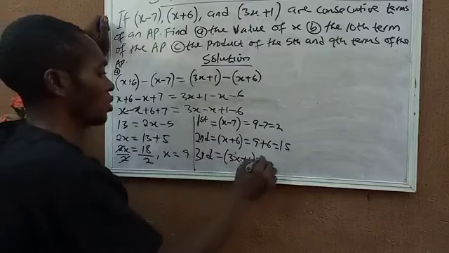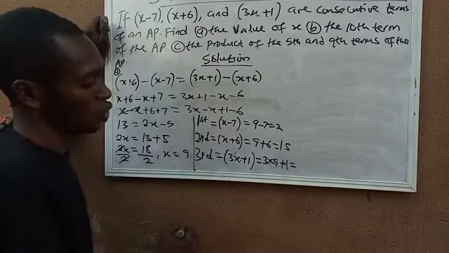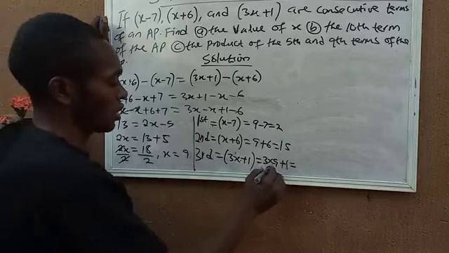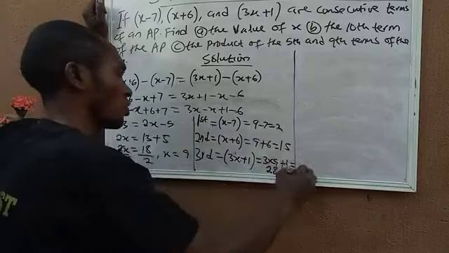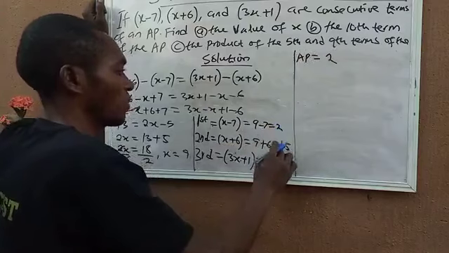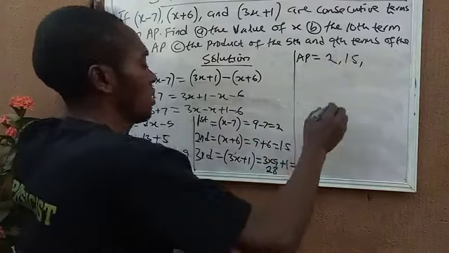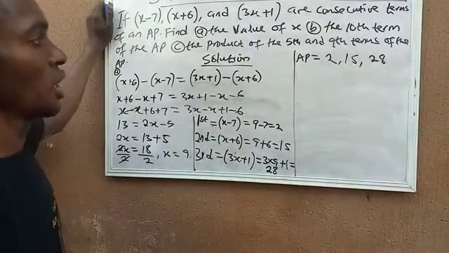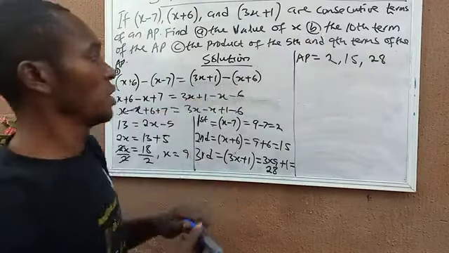3x plus 1, which is the same thing as 3 times 9 plus 1. 3 times 9 is 27. 27 plus 1 will give us 28. So that is to say that our AP is equal to 2, the first term, comma, second term, and then the third term, which is 28. This is our AP. Now, we can go ahead to solve for B.